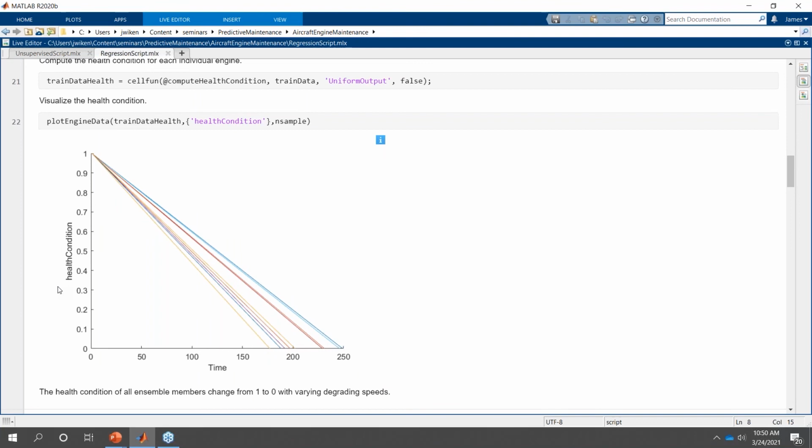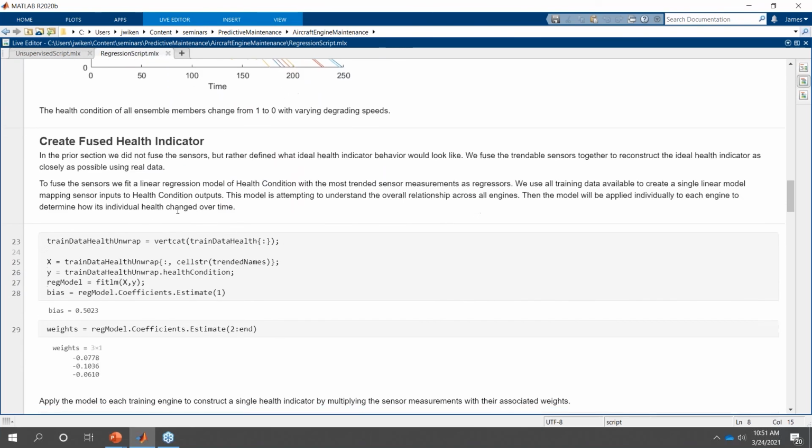Now, we're going to use the sensor values that we pulled out in order to estimate this ideal health indicator. And so this is just a pretty simple regression.